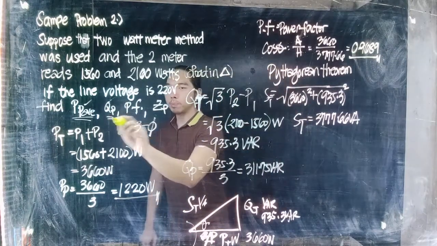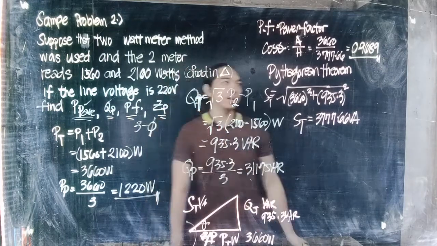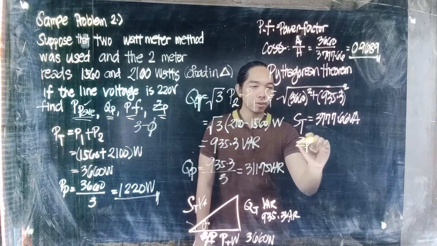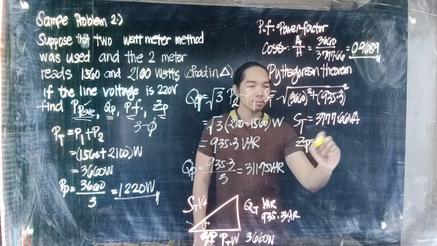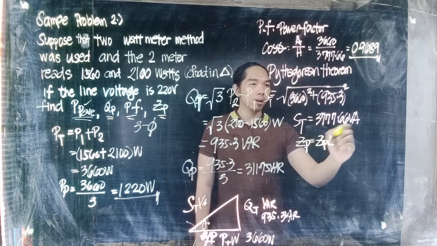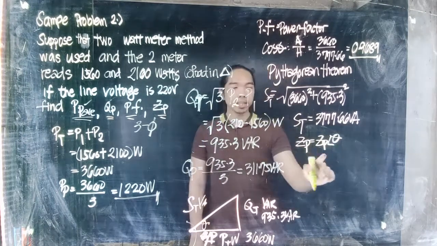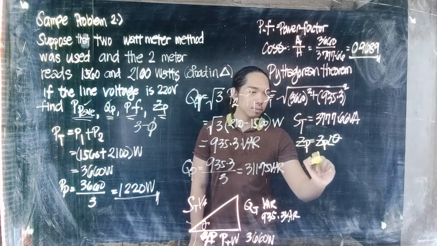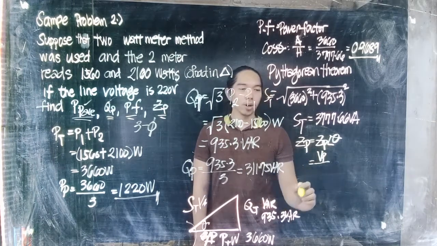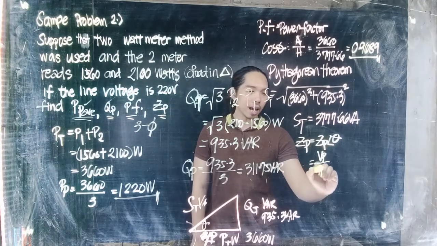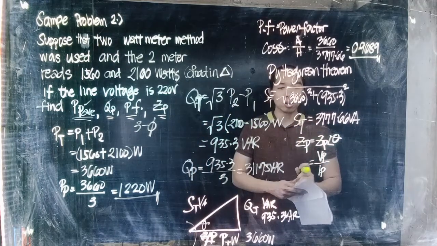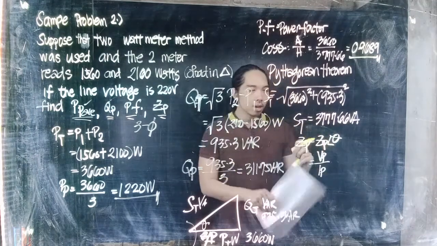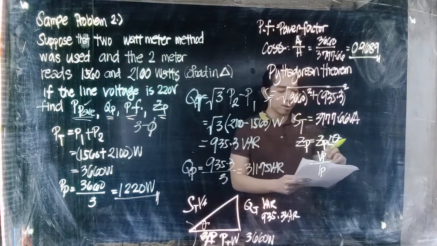Okay. So, may QP na, may PF na, si ZP ngayon ang problema natin. Ang ZP ay equal siya sa ZP angle of theta. Okay. Pero yung ZP natin, kailangan natin siyang isolve. So, how do you solve for ZP? So that would be yung phase voltage over the phase current IP. Okay, so now, how do we solve that? So wala pa tayong IP, so we need to solve for our IP first.